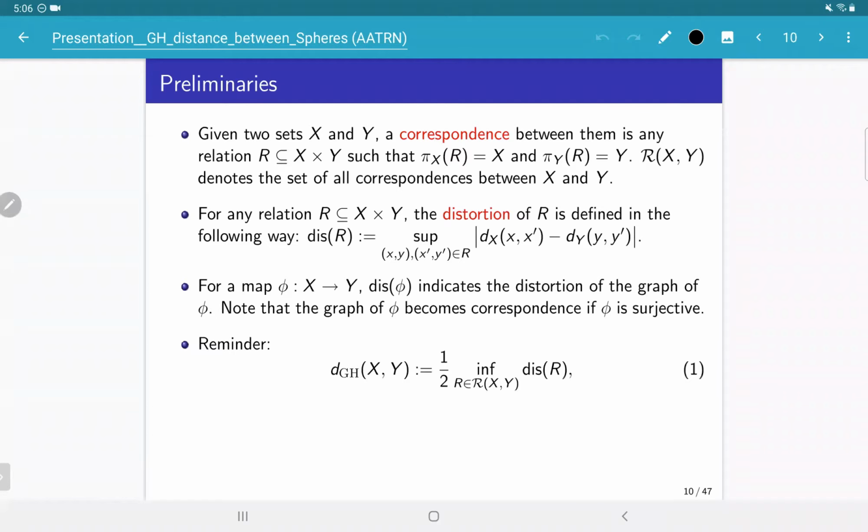Finally, here's the definition of the Gromov-Hausdorff distance. It is just 1/2 times the infimum over all the possible distortions of correspondences between x and y. There are other equivalent definitions for Gromov-Hausdorff distance, but in this project, we will use this version.